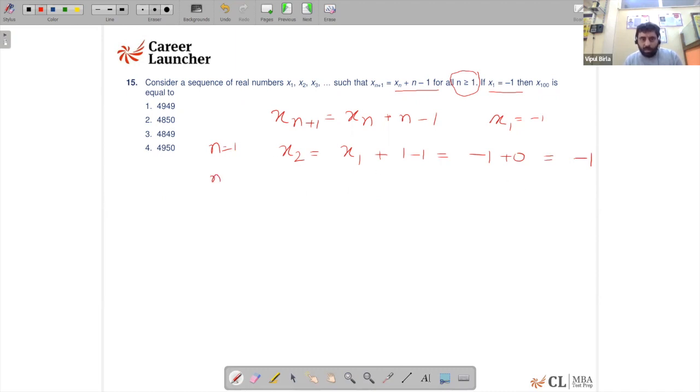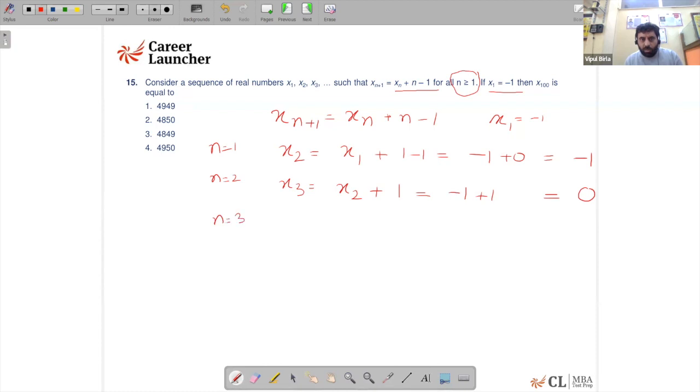Similarly, you plug in n equal to 2, I end up getting x3, which is going to be nothing but x2 plus 2 minus 1, which is 1. So x2 is minus 1 plus 1, which is equal to 0. So plugging in n equal to 2, I get 0.